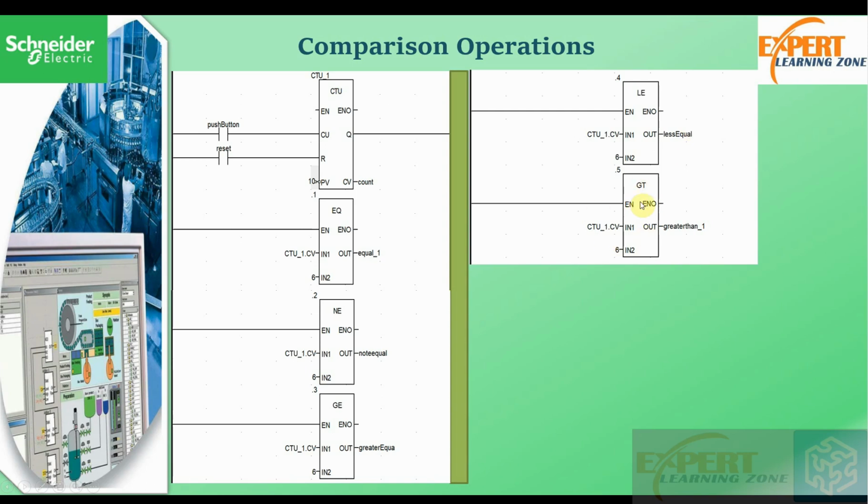And likewise the greater than. This is GT, greater than, so it is strictly greater than. When the current counter value is strictly greater than 6, this output will be set to 1, otherwise it is set to 0.